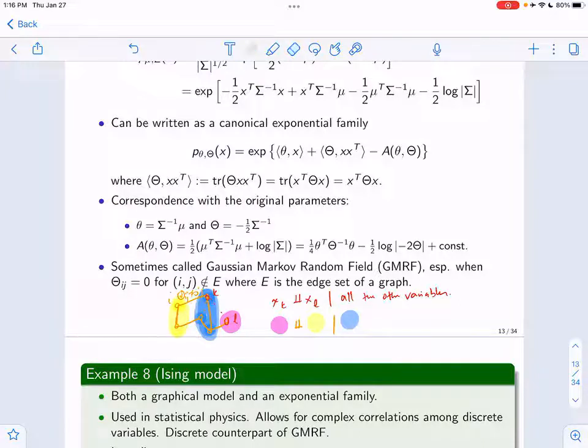So an example of an undirected graphical model, there are also directed graphical models and undirected graphical models, which is also an exponential family.